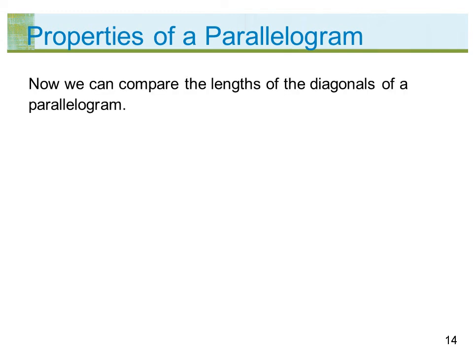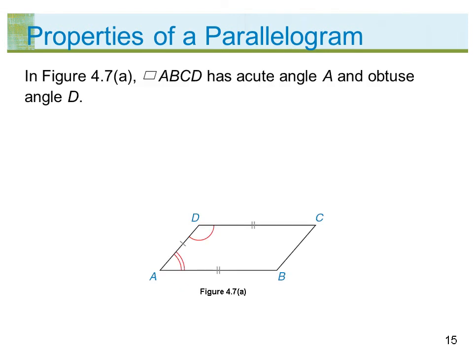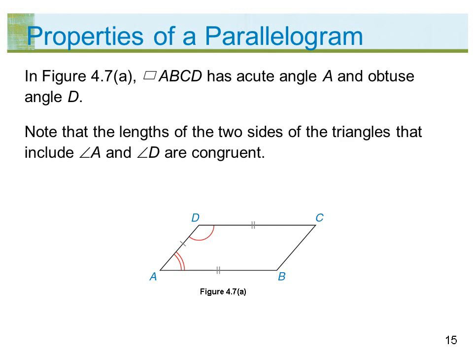Now we can compare the lengths of the diagonals of a parallelogram. For a parallelogram having no right angles, two consecutive angles are unequal but supplementary. Thus, one angle of the parallelogram will be acute and the consecutive angle will be obtuse. In Figure 4.7a, parallelogram ABCD has acute angle A and obtuse angle D. Note that the lengths of the two sides of the triangles that include angle A and angle D are congruent.